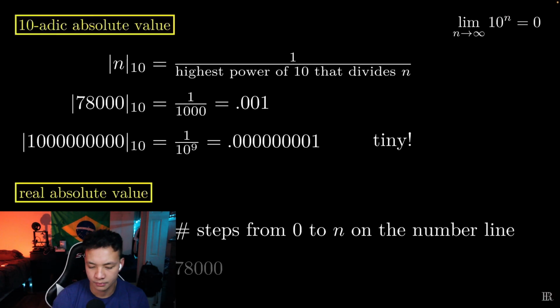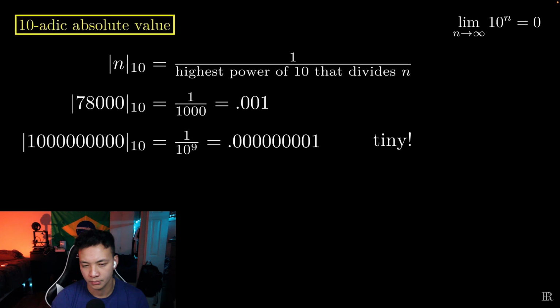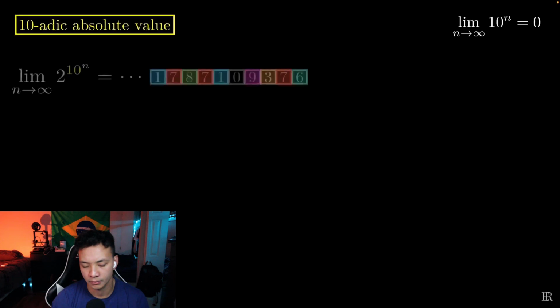The real absolute value nicely corresponds to distances on the number line, where two numbers are close when their first several digits are the same. But the 10-adic absolute value has nothing to do with the number line. Under the 10-adic absolute value, two numbers are close when their last several digits are the same. And by this metric, 1 billion and 0 are actually pretty close, because they agree to 9 digits. This is a good thing too, because it means that there's hope of actually making sense of infinite sums.